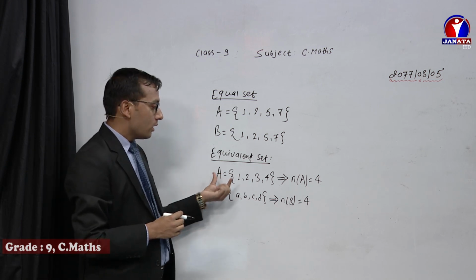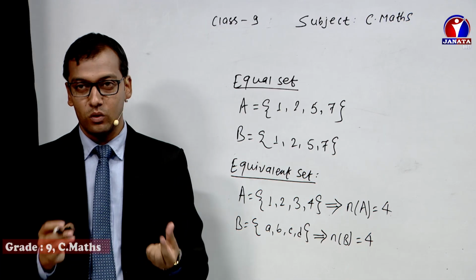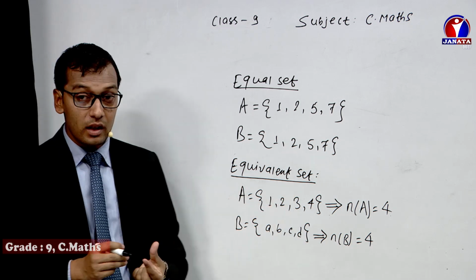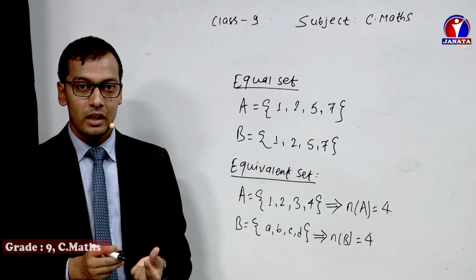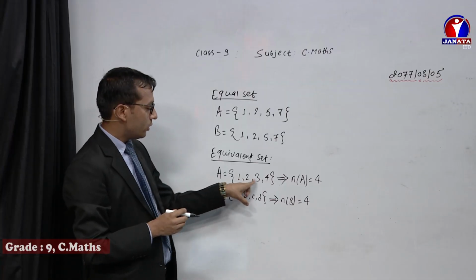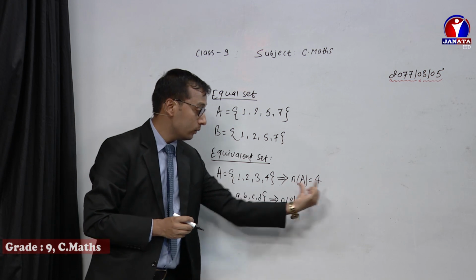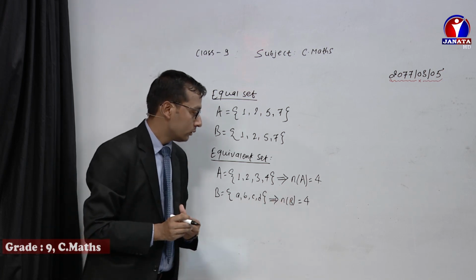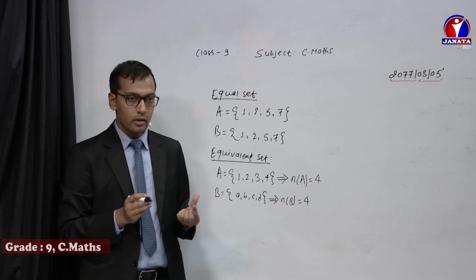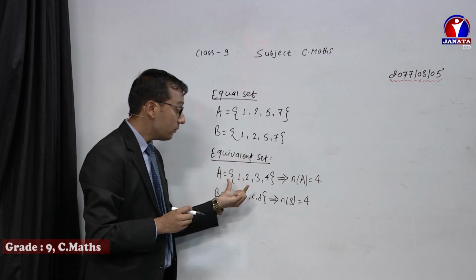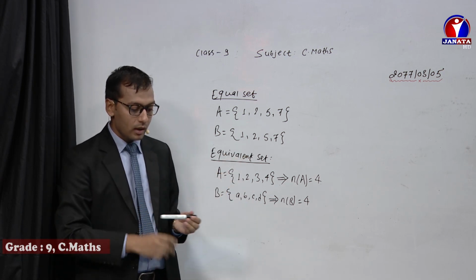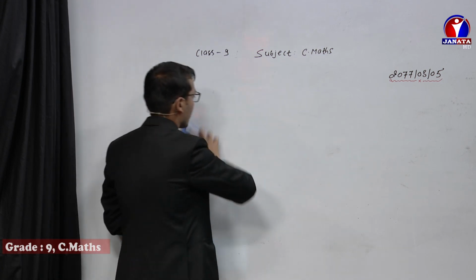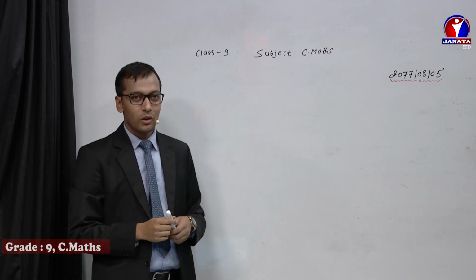Can you just look at the example and count? What are the elements of set A? How many elements are present in set A? There are four elements, 1, 2, 3, and 4, so its cardinality is 4. What is the cardinal number of set B? 4. So these are equivalent because of the same cardinal number, the same cardinality. Saying this, let's move into the next. Next is overlapping.